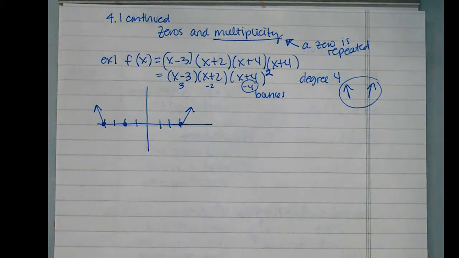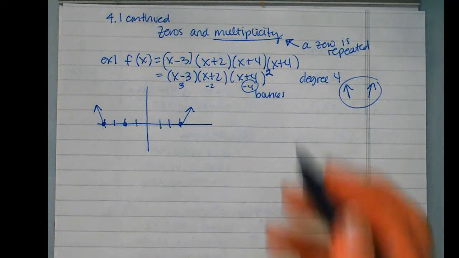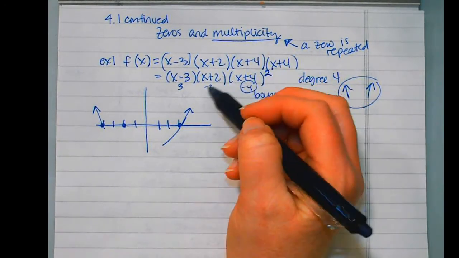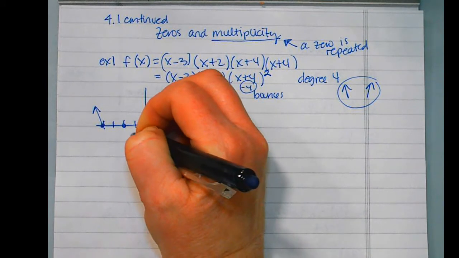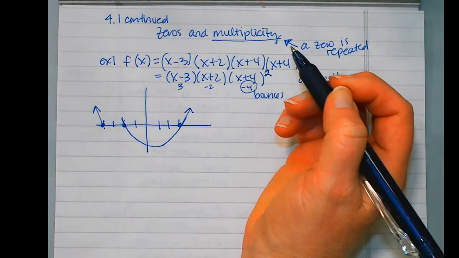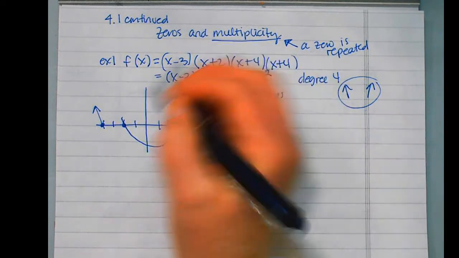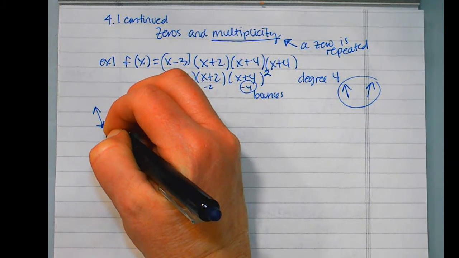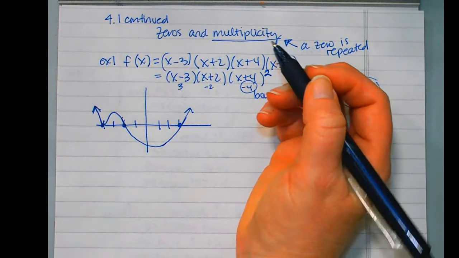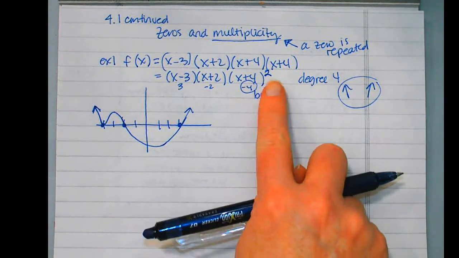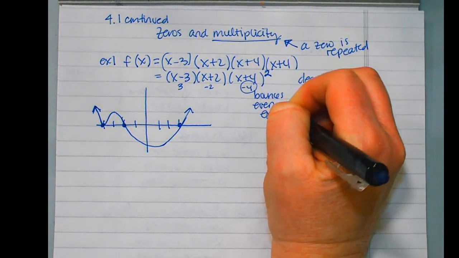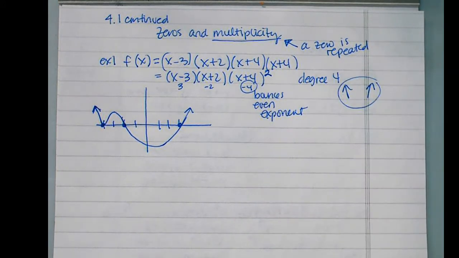So in order for that to work, one of these zeros has to bounce, because at x equals 3, I'm going to go through, and at negative 2, I'm going to go through, and the only way for me to come out on this side is to approach this one, negative 4, and then come back up. So it bounces whenever you have an even exponent. And the word for that is multiplicity.